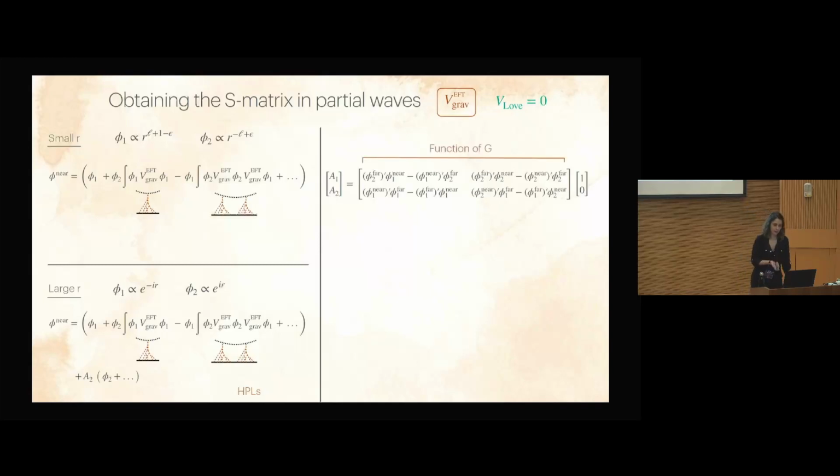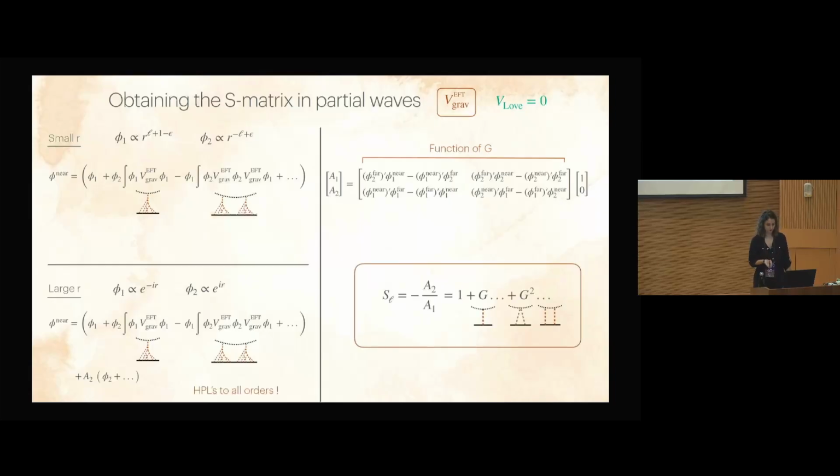Now, this time, the matrix is going to become a function of G. And if we compute the ratio and expand it in G, this will generate all the diagrams, all the gravitational diagrams.